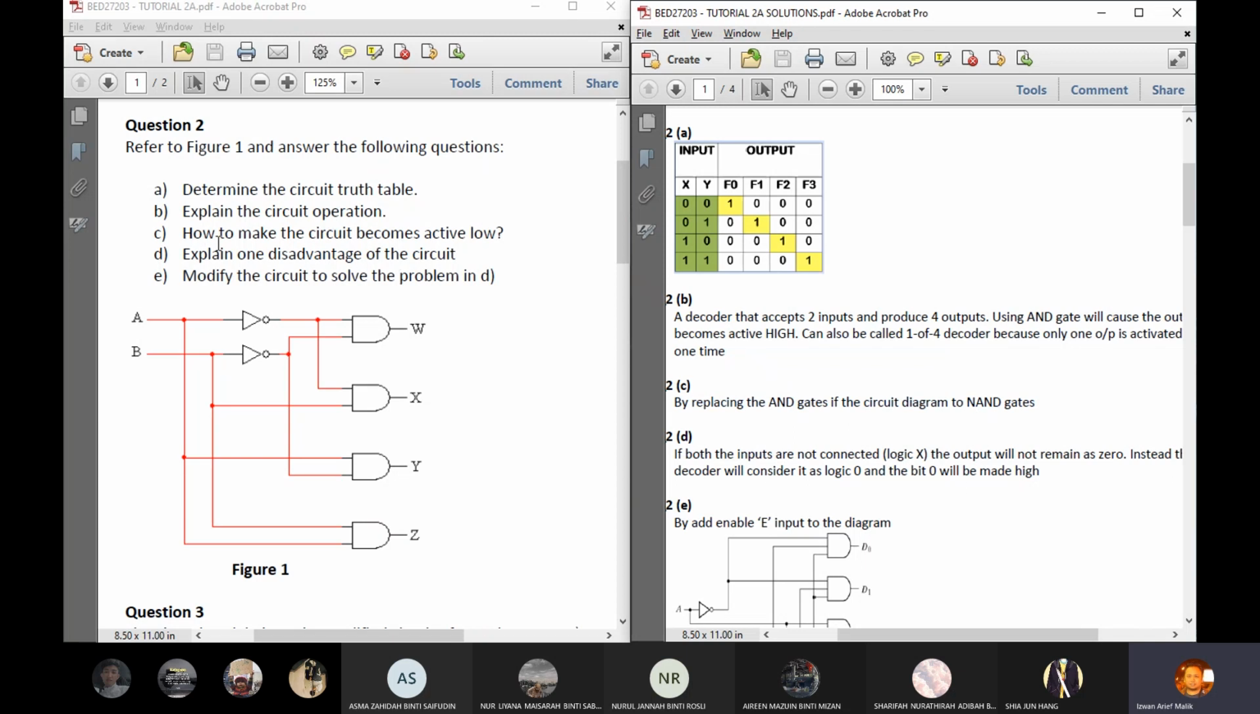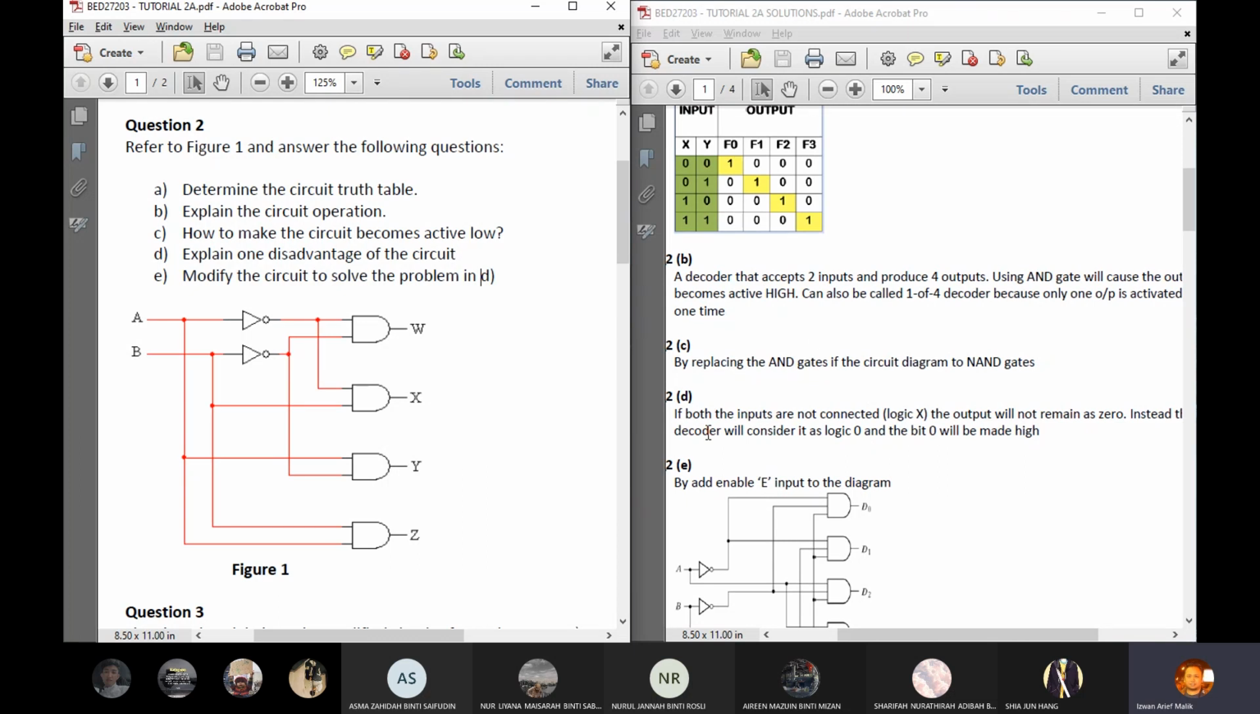Right. So explain one disadvantage of this circuit. So yang ini basically you kena cari dekat dalam internet atau dalam buku. Alright. Saya just actually dia tak ada pun dalam notes, just saya nak bagi information to all of you, so that you know this decoder has a disadvantage juga, ada satu.